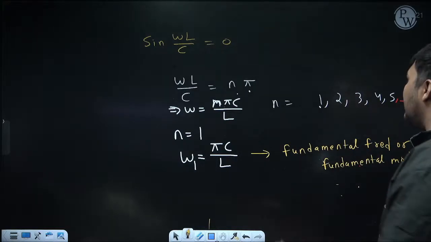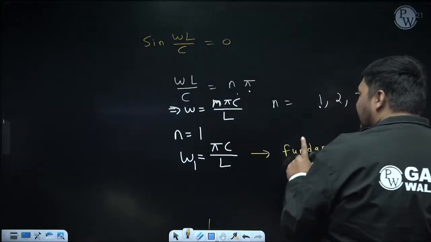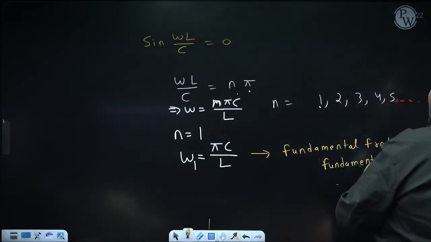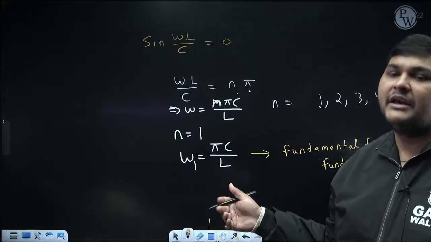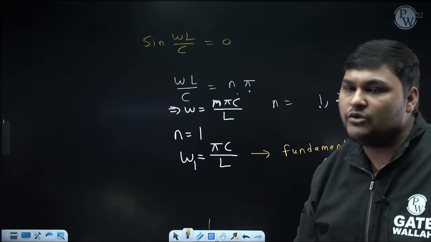If you put n equal to 2, it is known as the second mode. N equal to 3, third mode. N equal to 1, that is the first mode. But here the first mode frequency is also known as the frequency of the fundamental mode or fundamental frequency. Again, frequency is coming in radian per second. If the examiner asks in hertz, you can do that conversion. If the examiner asks time period, you can do that conversion.